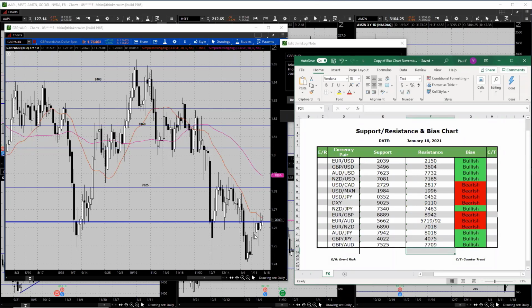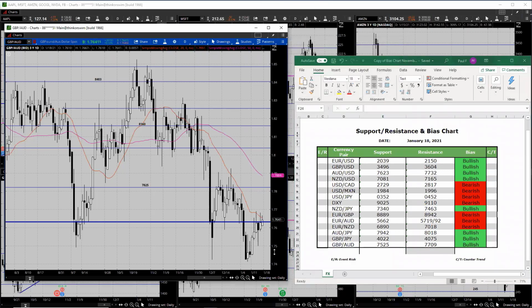And support, it's going to be right there. You see this wick here? That would be support. They'd be trying to buy that back. 75.63. I'm not sure if we'll get down there, but that would be support.